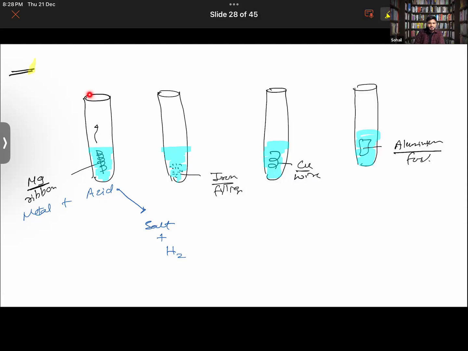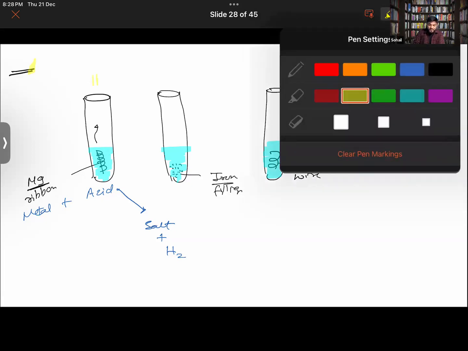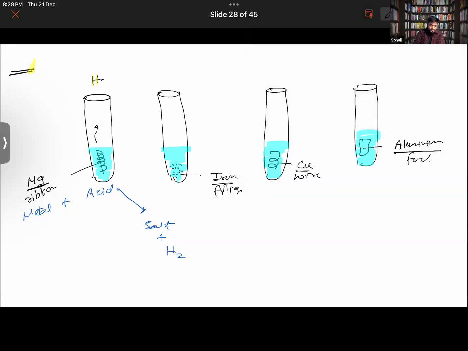So when you bring the lighted matchstick near the mouth of the first test tube, you will see that a pop sound is produced. Thereby it confirms that hydrogen gas is formed in this reaction. In the second test tube also, a pop sound is produced, and here also.